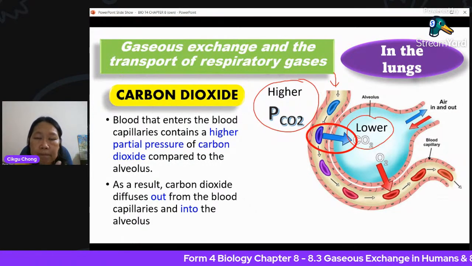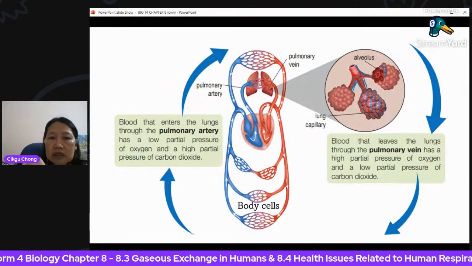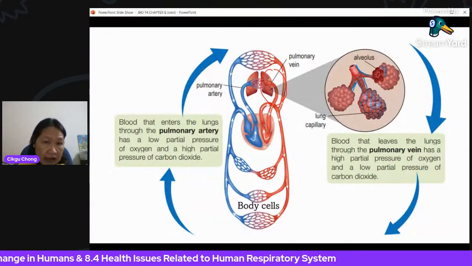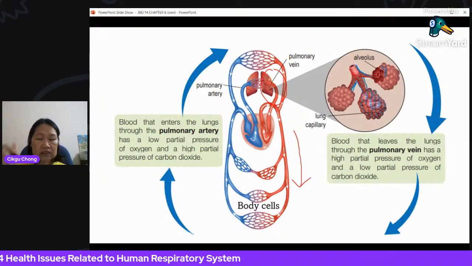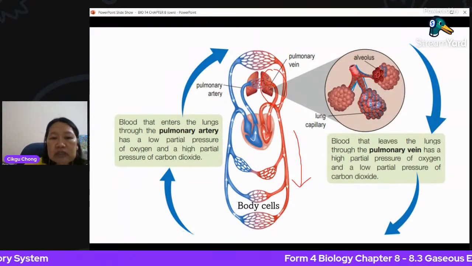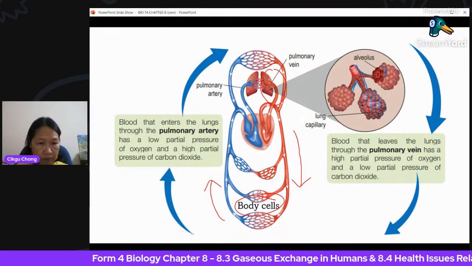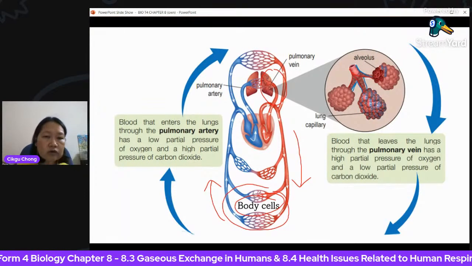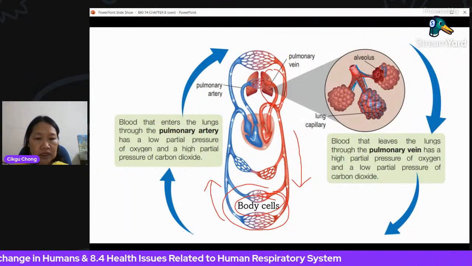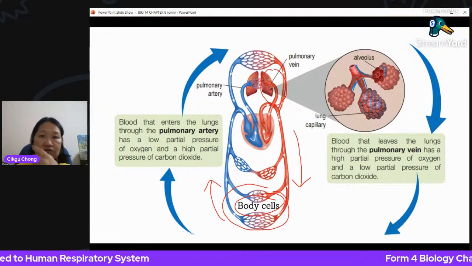Now the blood carries your oxygenated blood from the lungs through the pulmonary vein. It comes back to the heart, and the heart will carry this blood that has high partial pressure of oxygen to the body cells. Then it releases the oxygen to the body cells. We're going to talk about this one later. How is the oxygen released from the blood into the body cells? Why does it go from the blood capillary into the body cells and not the other way around?